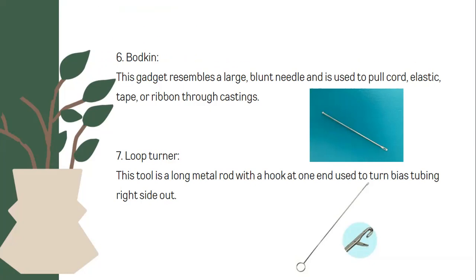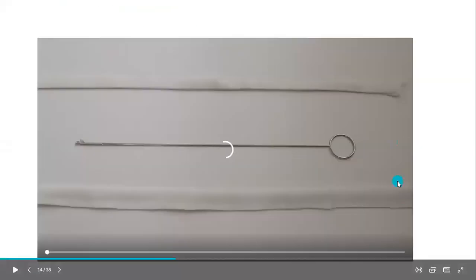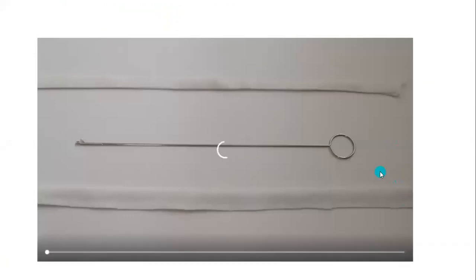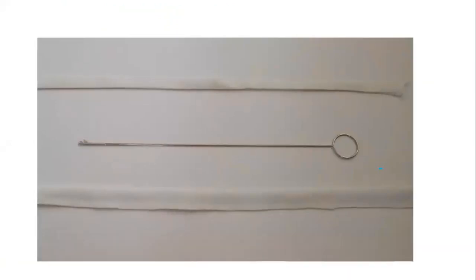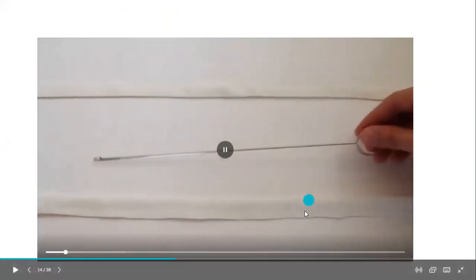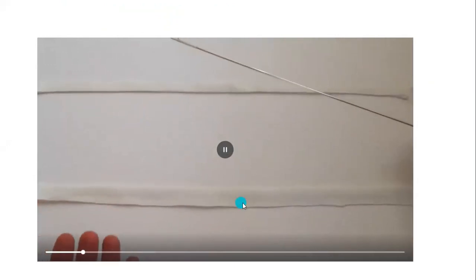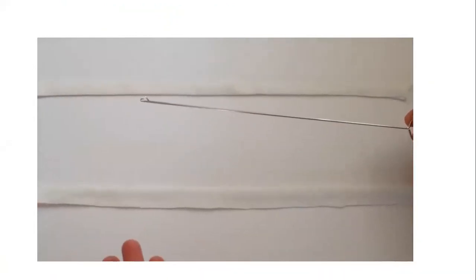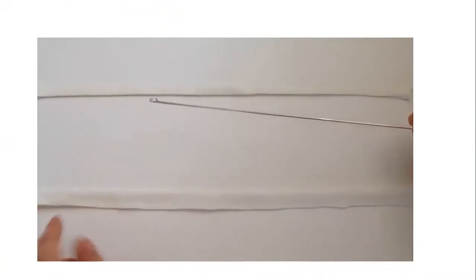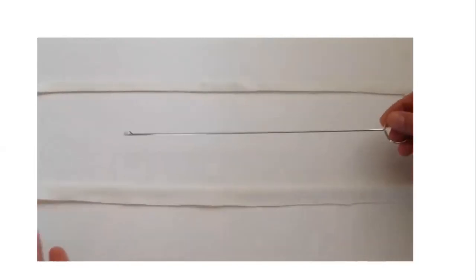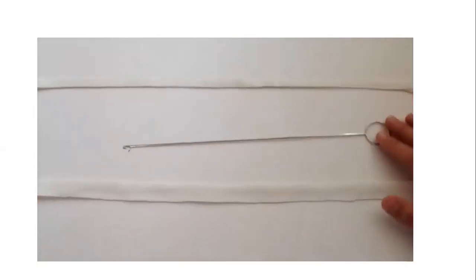So I have shown a picture or the video of how a loop turner can be used. You can see this here. Initially there is something which is made over here. See, it's already a stitched piece. This has been stitched. Now you're going to pull it inside out with the help of a loop turner. So this is a loop turner. There are stitchings over here, something which is stitched.